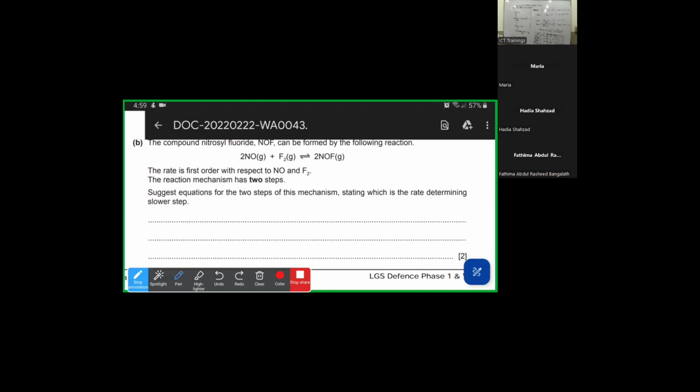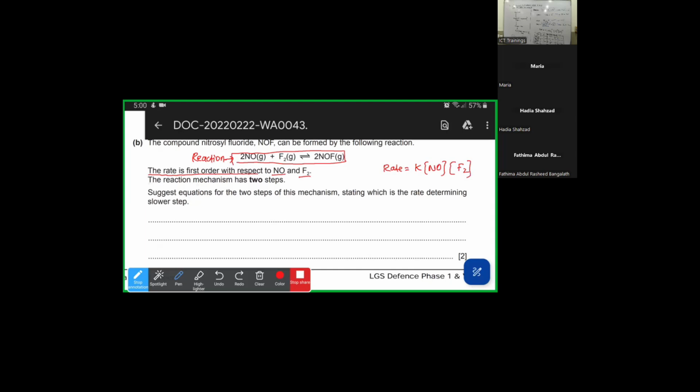Everybody just look at this question. Have a look up here. This is the main reaction, the reaction he has given you. And the second piece of information he is giving you is that the rate is first order with respect to NO and F2. So you should make the rate equation by yourself. Rate is equal to k, NO first order, and F2 first order as well. This is the rate equation.